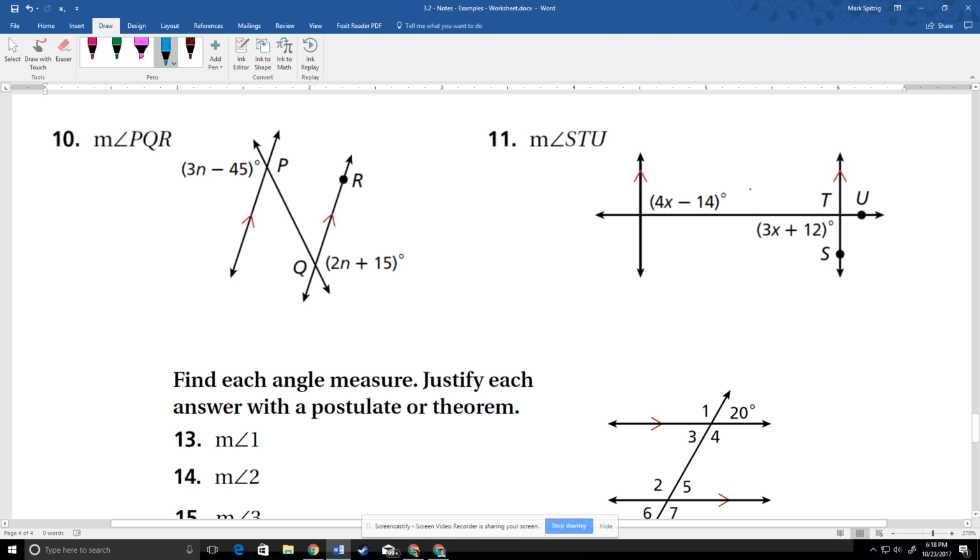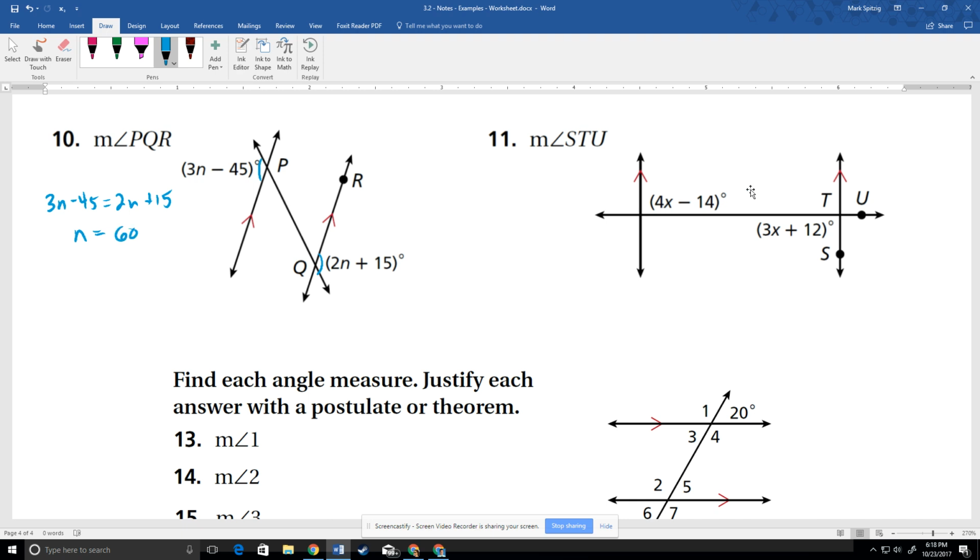All right, so then in this case, looks like we have this one and this one, the two that we're looking at. These are alternate exterior angles, therefore they're congruent. So let's set them equal to each other. So we'll say 3n minus 45 equals 2n plus 15. So we get n equals 60.